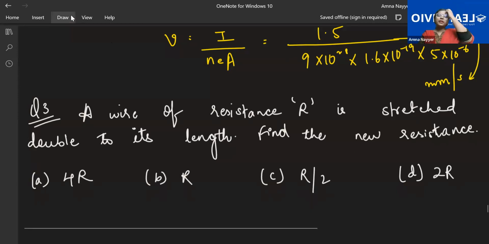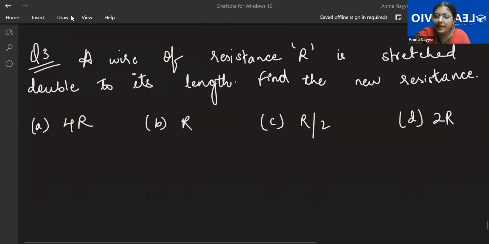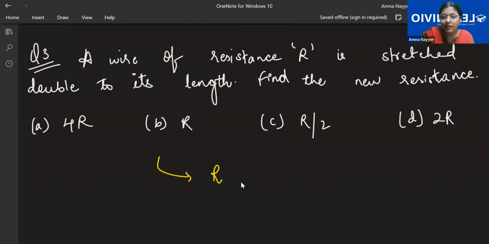Okay, just incoming to this question. This is a wire of resistance R stretched to double its length. You have to find out the new resistance. So when you have resistance and length, just go by this formula and always you'll get the correct answer. R is directly proportional to L square. Whenever you have to find out the ratios, don't take out the values. No need to use this formula.